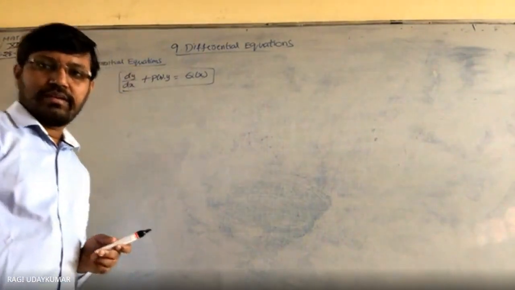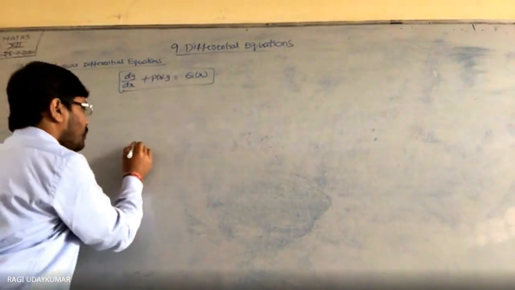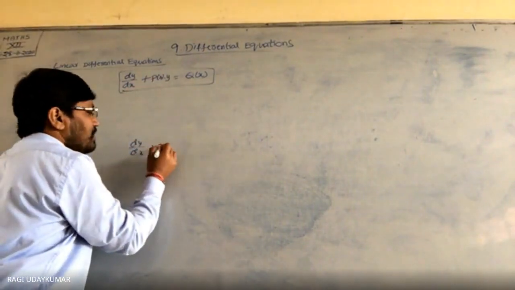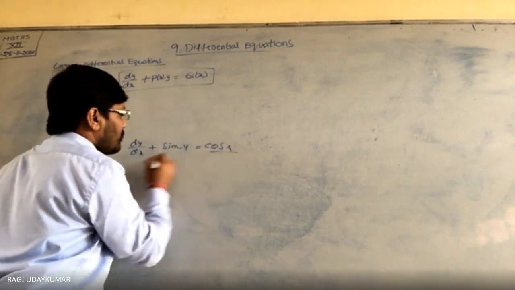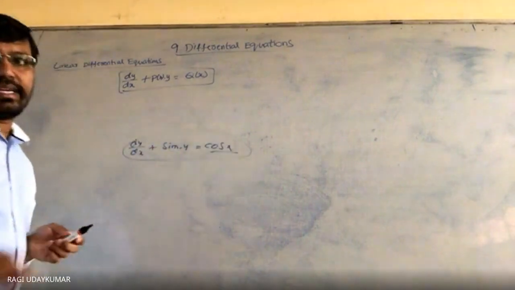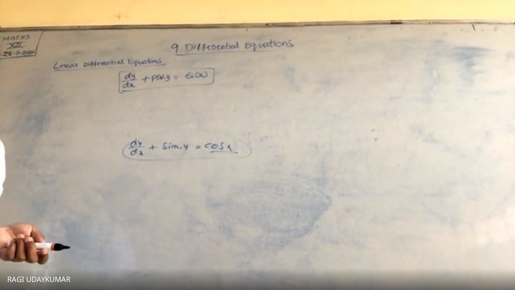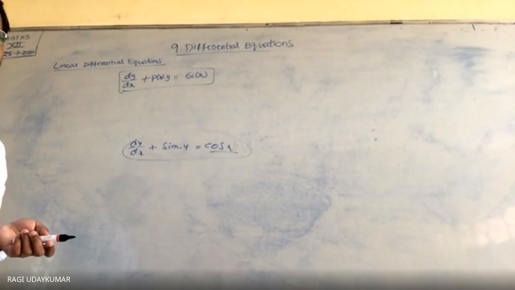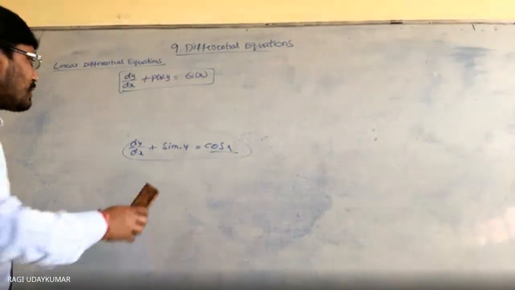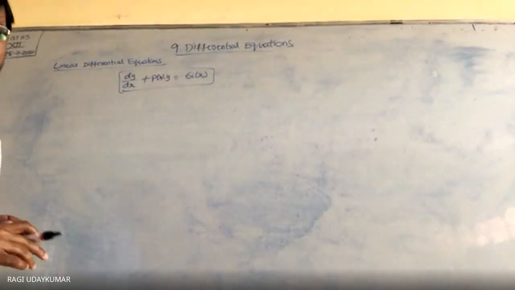Okay, समझ में आया? Simple, dy/dx + p(x)y. Suppose you are taking dy/dx + sin x · y = cos x. So this is a linear differential equation. This form of the equation is called a linear differential equation. Okay, समझ में आया? So इसका solution, and how do we find the solution of this linear differential equation?